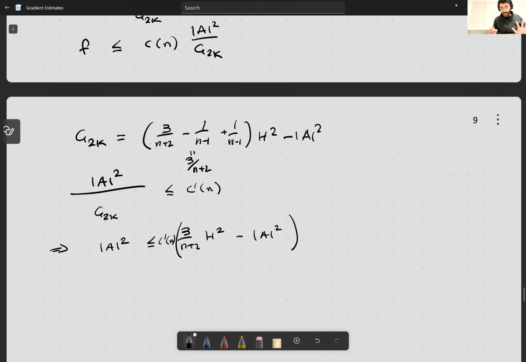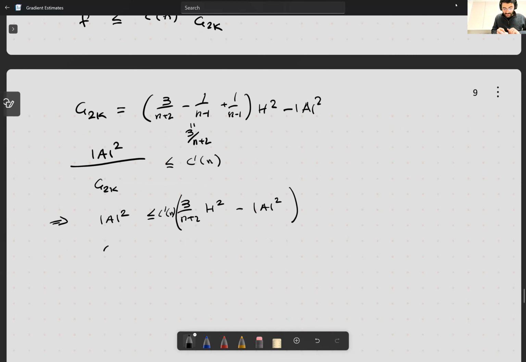So just rearranging, all I need to prove is some kind of inequality. I've used c a lot, so I'll just continue to do that. C dash n a squared. So if I want something like this to hold, all I need is an inequality of the form a squared divided by h squared is less than or equal to something that depends only on n.